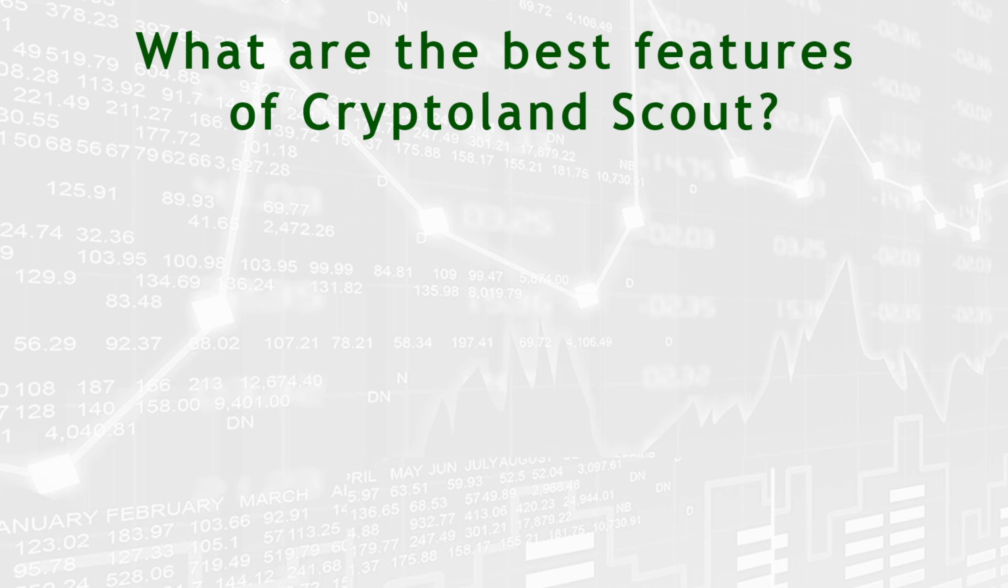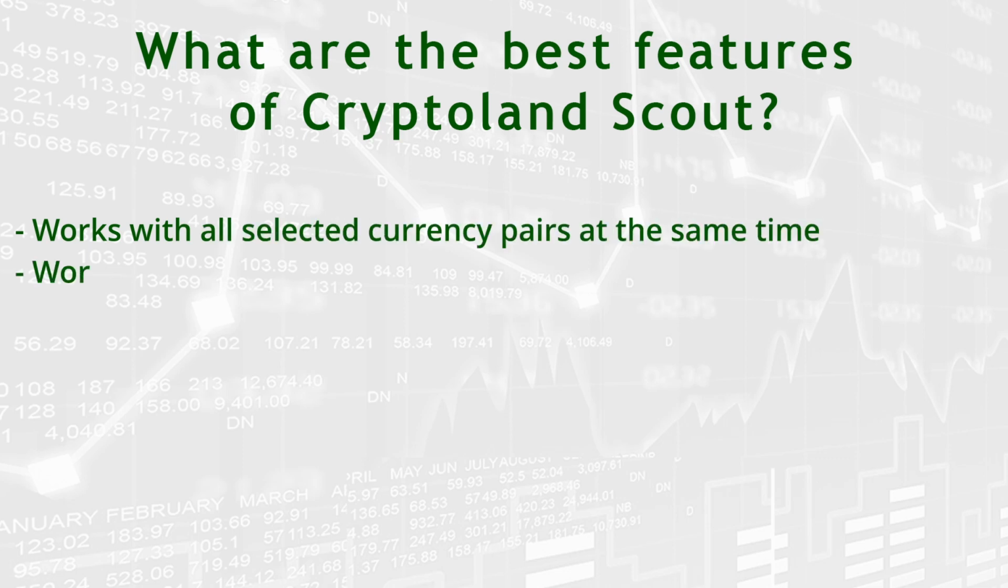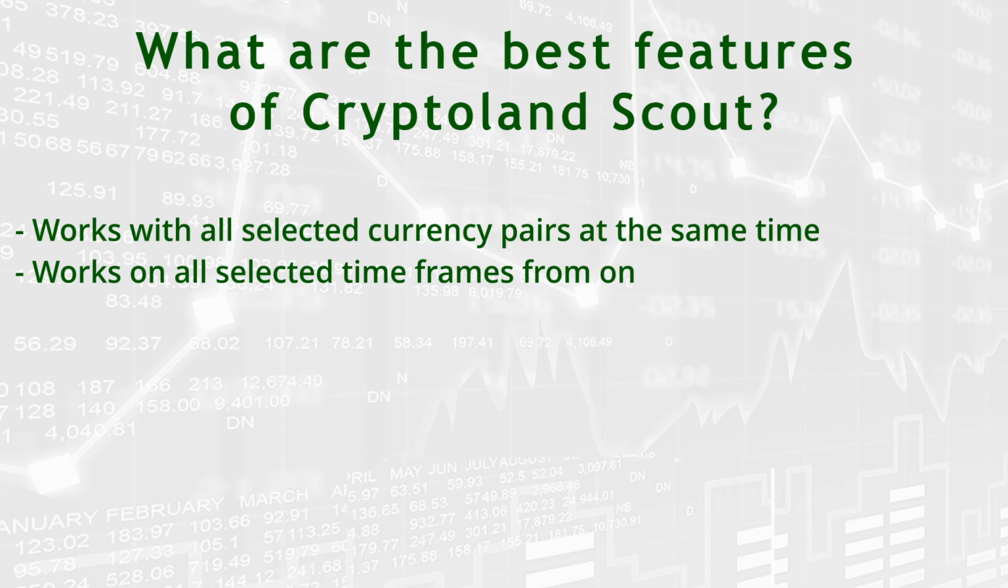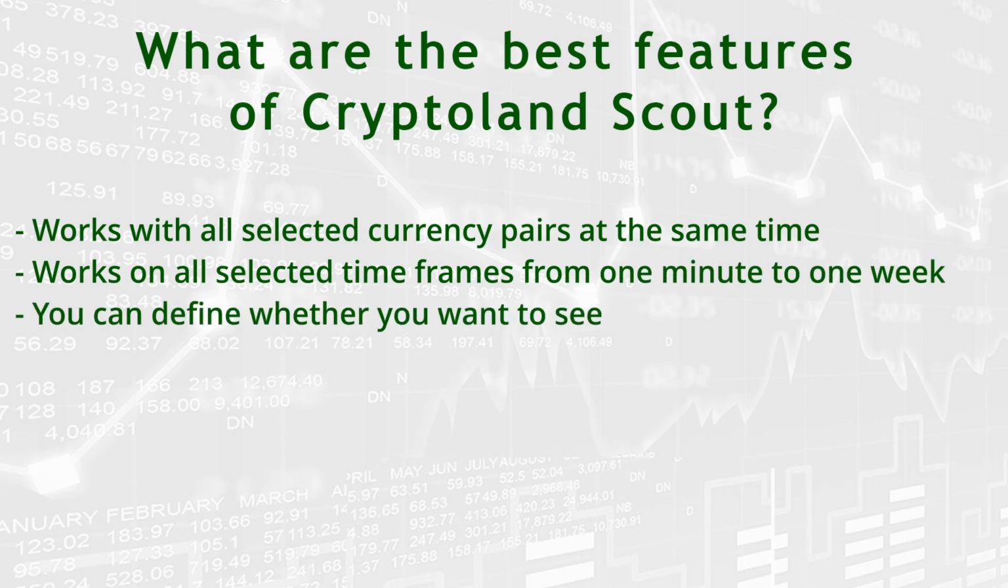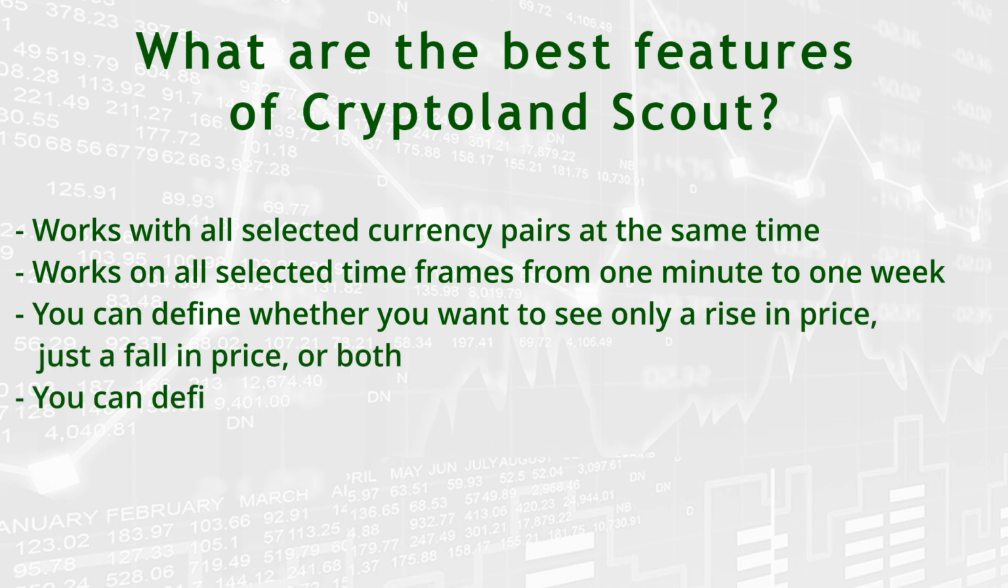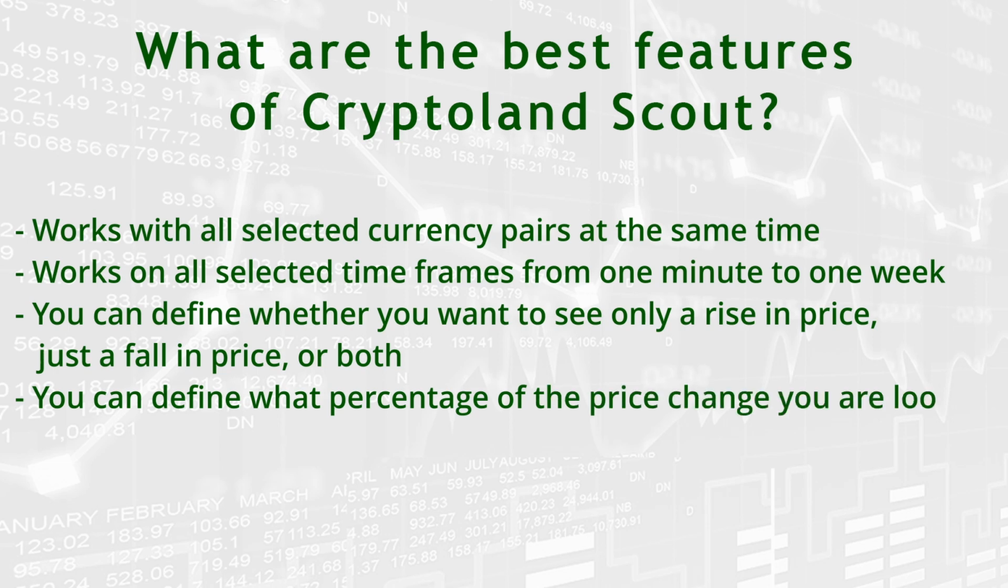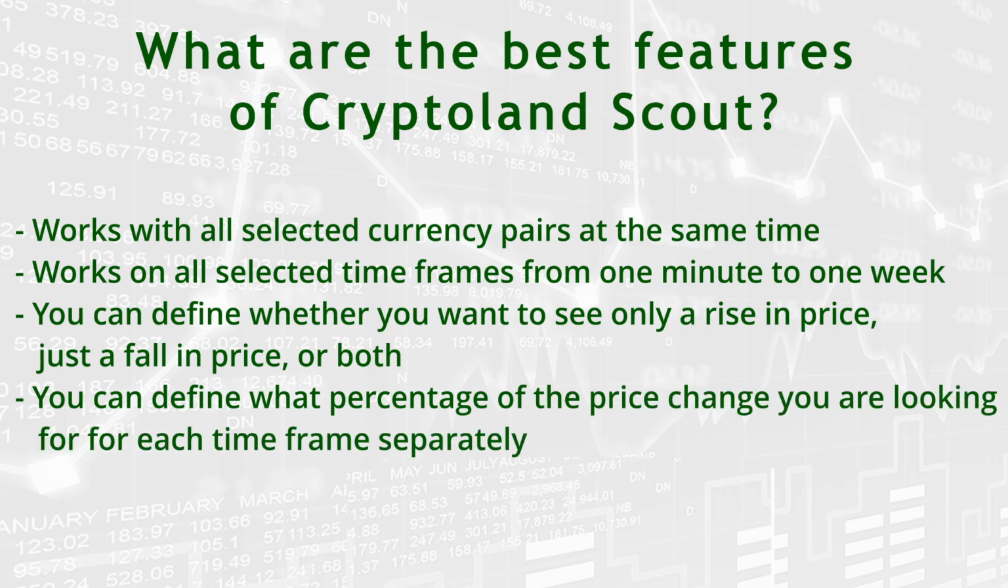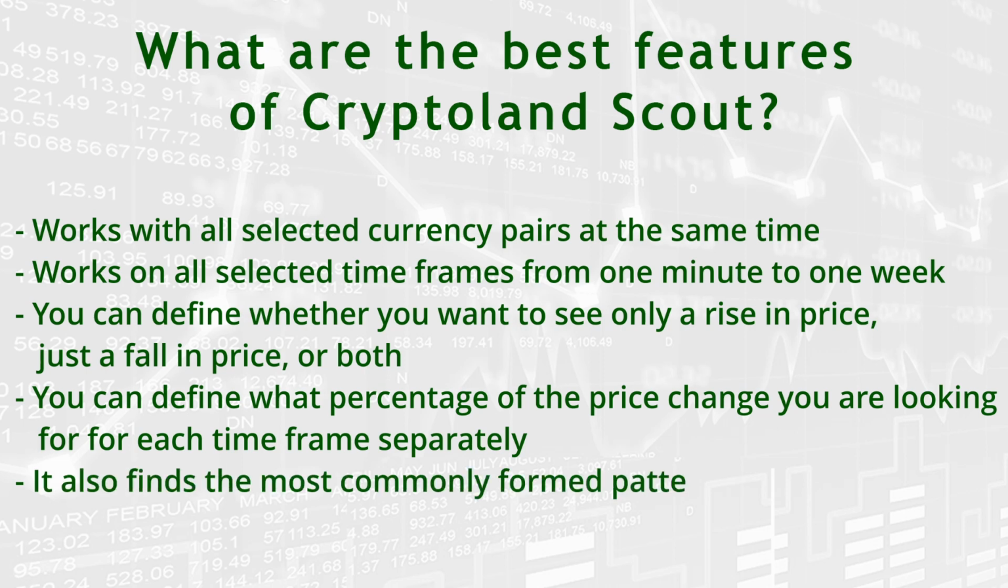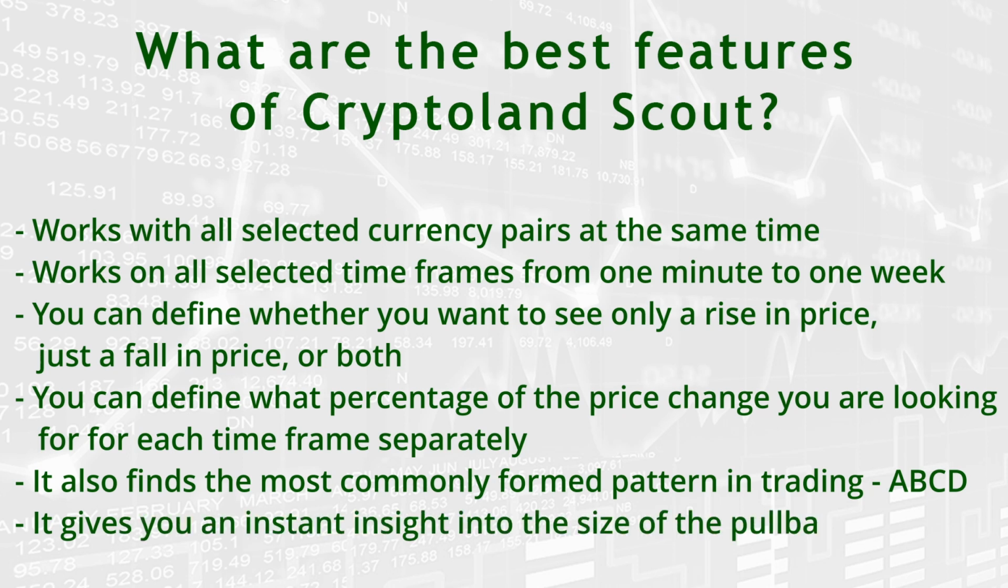What are the best features of Cryptoland Scout? Works with all selected currency pairs at the same time. Works on all selected time frames from 1 minute to 1 week. You can define whether you want to see only a rise in price, just a fall in price, or both. You can define what percentage of the price change you are looking for each time frame separately. It also finds the most commonly formed pattern in trading, ABCD. It gives you an instant insight into the size of the pullback.